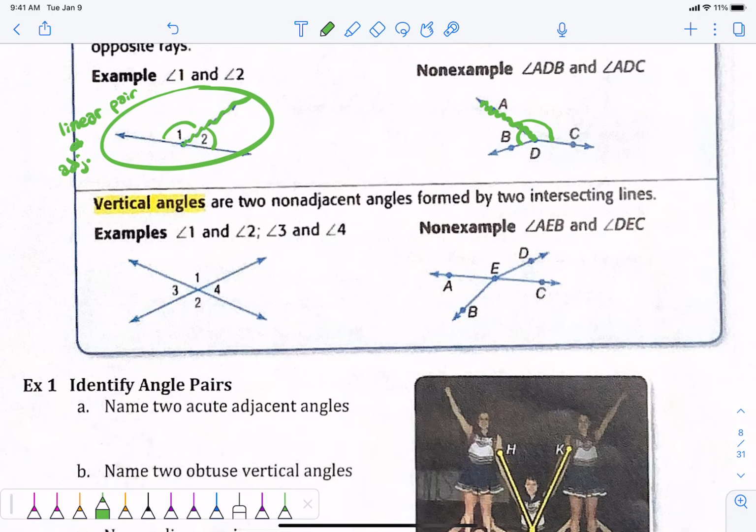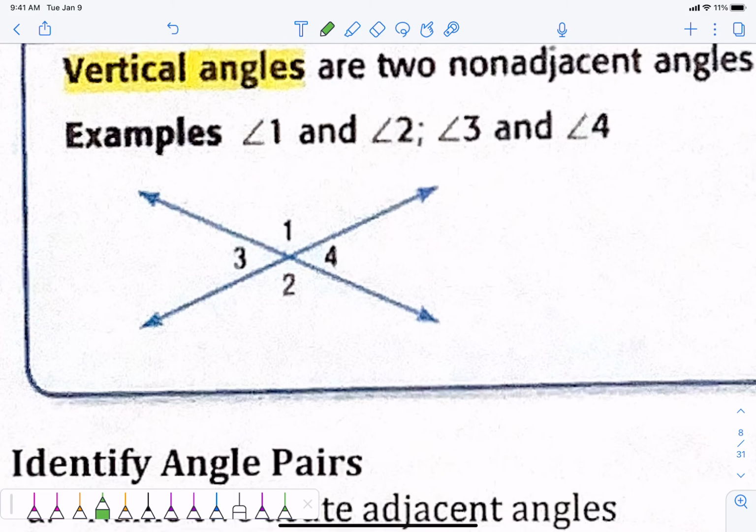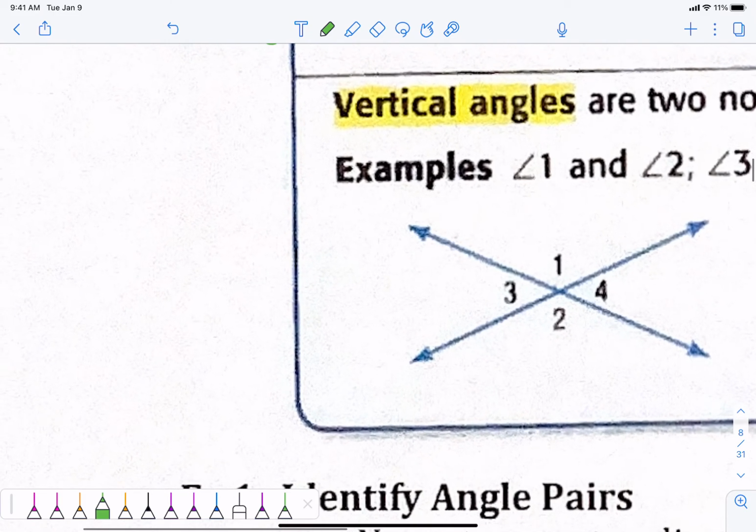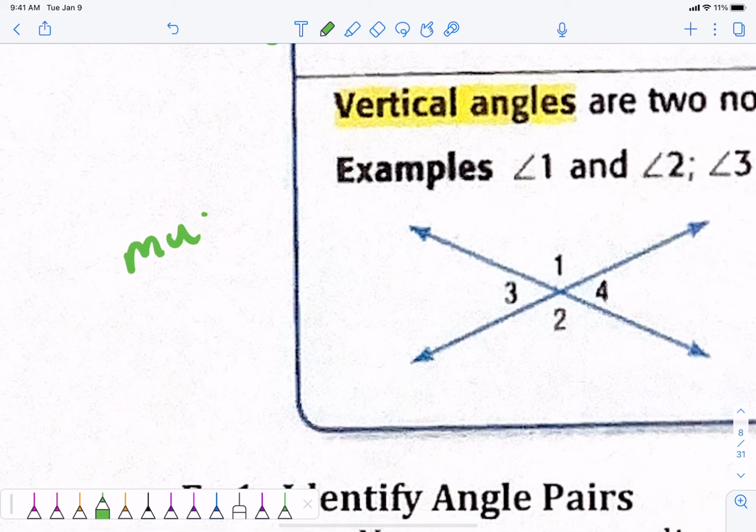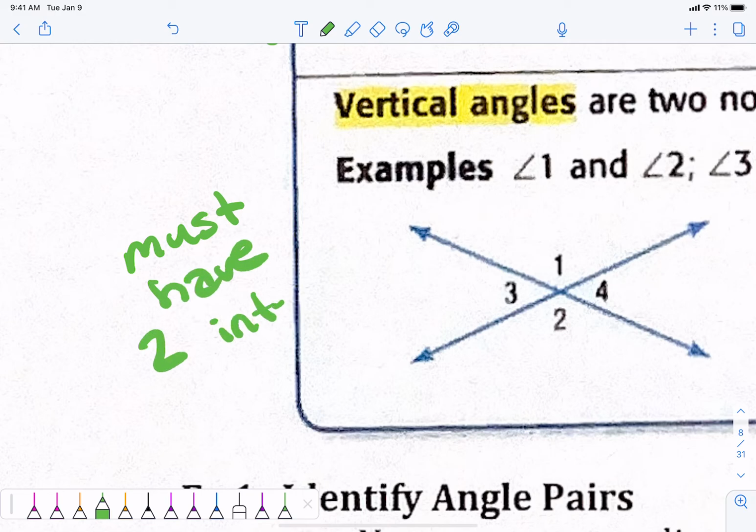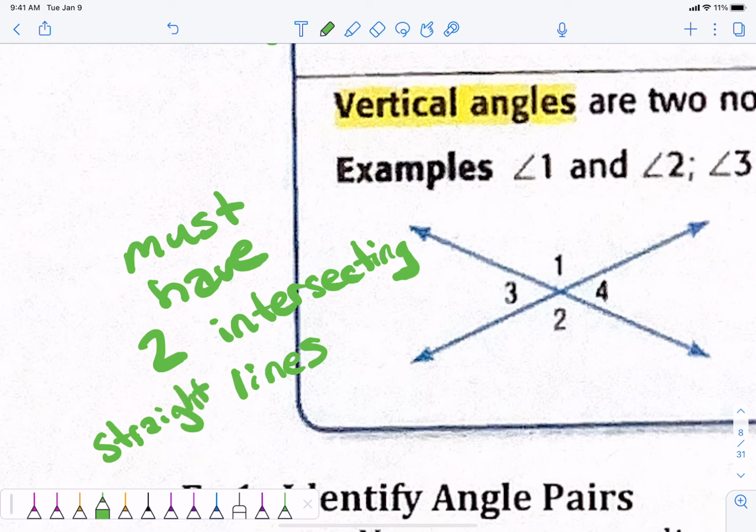Okay. We know that the word vertical means up and down, but in this case, it's kind of meaning up and down a little bit-ish. All right. So vertical angles. This one's the most important of the 3. So really listen to this one. All right. Vertical angles. You must have 2 intersecting straight lines, okay?